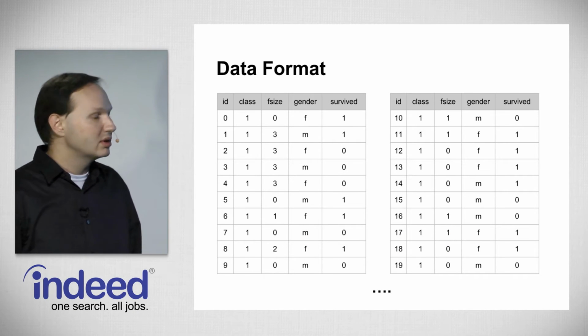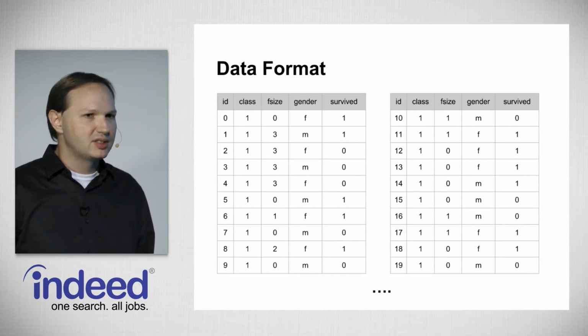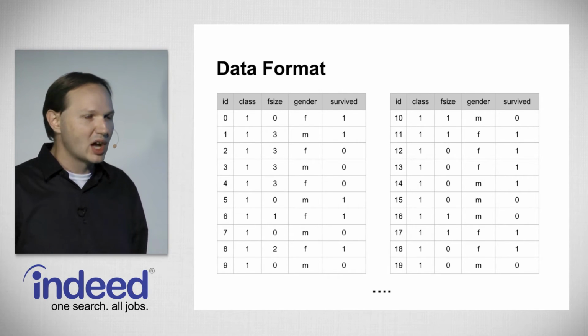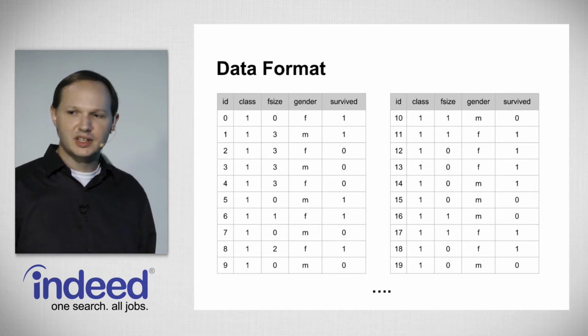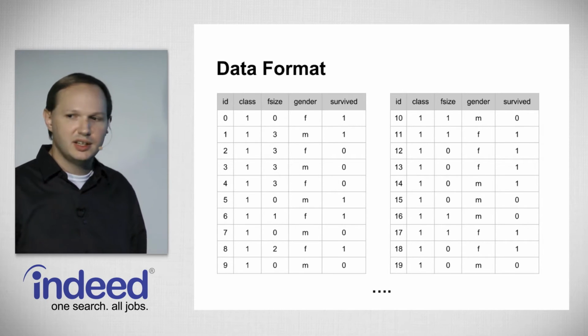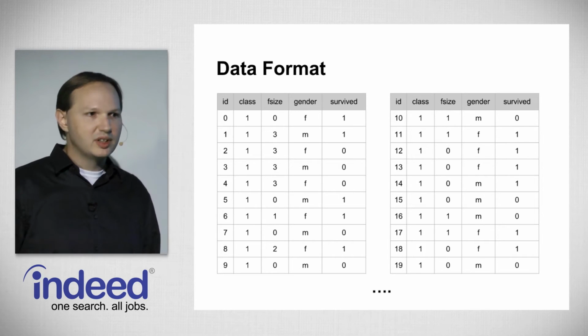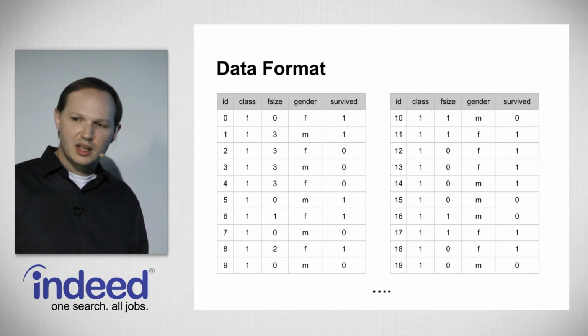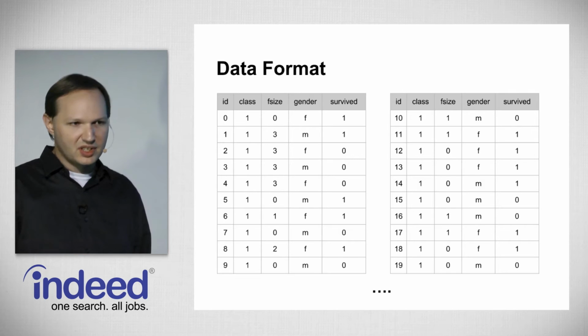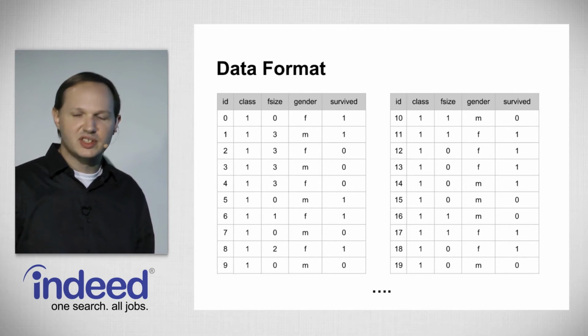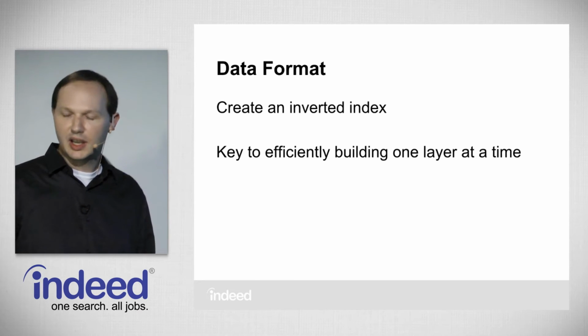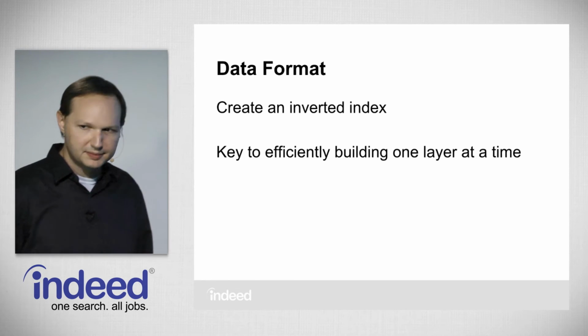This is a typical way that people look at data. It's a tabular format. We've got columns, we've got rows. In this case, the columns are passenger ID, the class, the family size, gender, and whether they survived or not. And each of the rows is the data for each passenger. So the first thing we're going to do is we're going to tear this up and throw it away and create an inverted index.